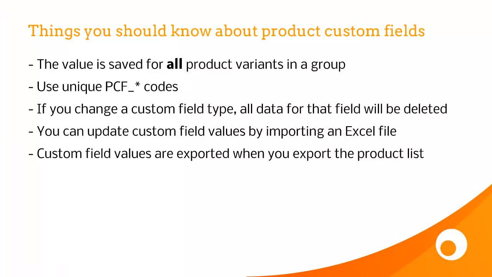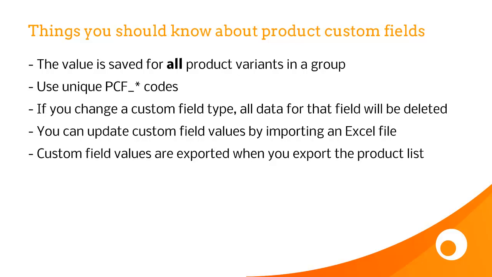So just before we move on to see how to use these custom fields, let's have a look at a few things you should know about fields. The value in a custom field is saved for all product variants in a group, so it's a product level rather than a variant level field. Make sure you use unique PCF codes, and that's unique across all custom field types, so don't have the same field code for customer custom fields, supplier custom fields, or product custom fields.